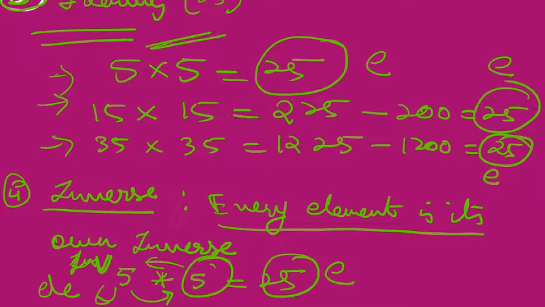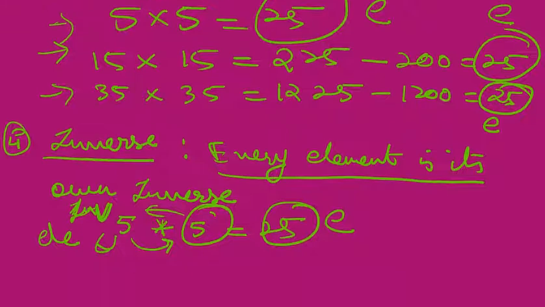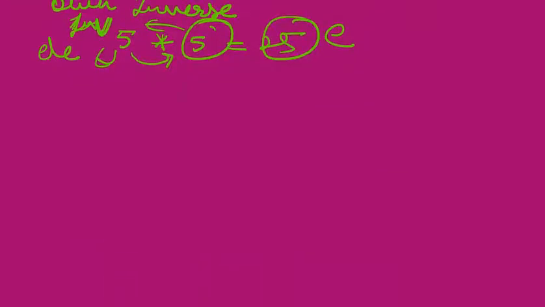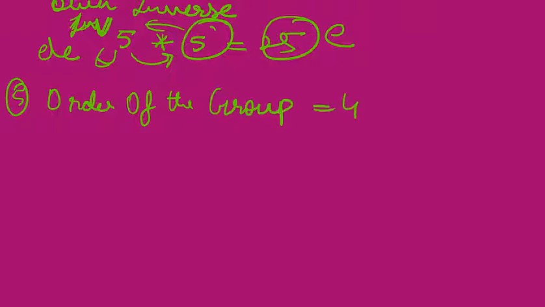Now, after this, what we need to consider is the order of the elements. What is the order of the group? Order of the group is the fifth one. How many elements are there? Four. So order of the group is four, and it's finite, right? It's not an infinite group. That is the order of the group.